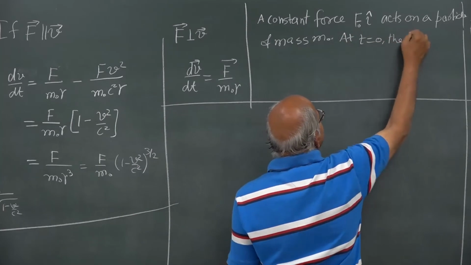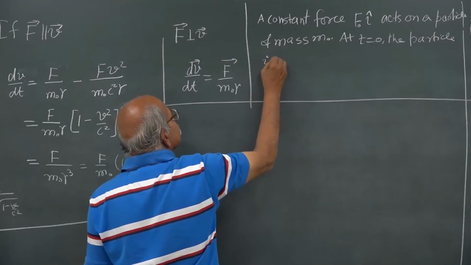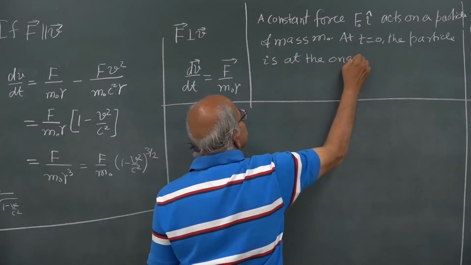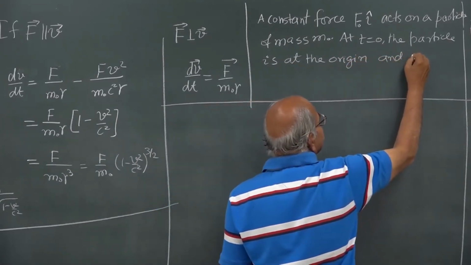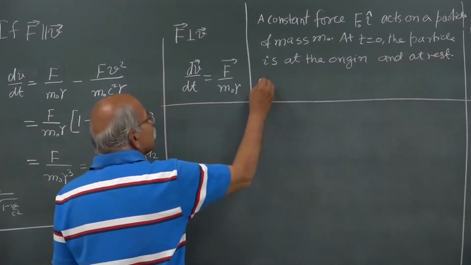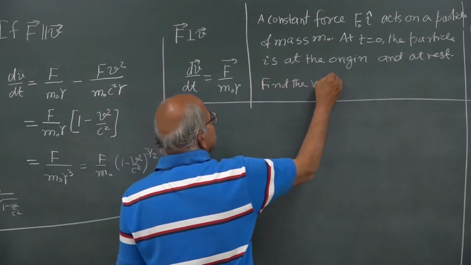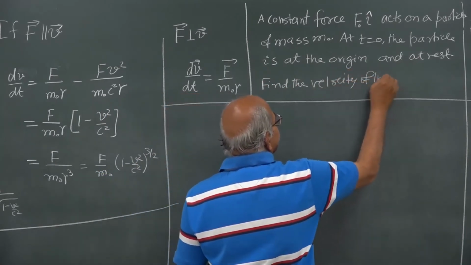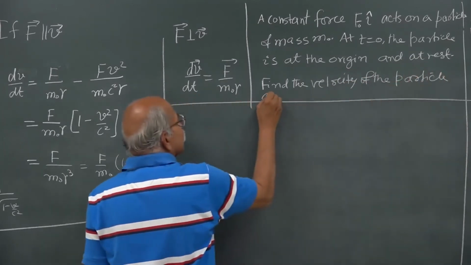The particle is at the origin and has 0 velocity, at rest. So, you have to find the velocity of the particle as a function of time.